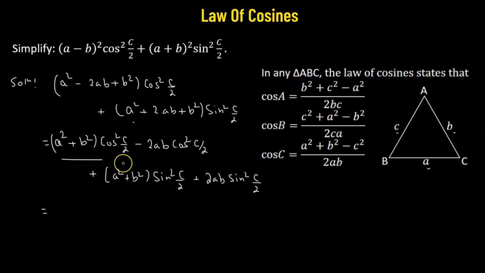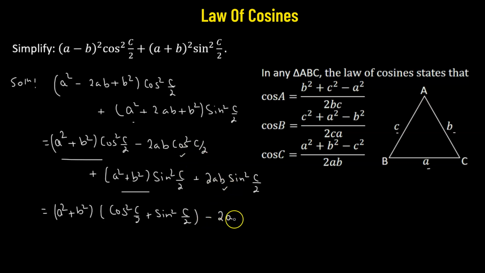Right. Now we could consider the first and the third term, and if we take a squared plus b squared as a common factor, that gets multiplied by cosine squared C over 2 plus sine squared C over 2. Now we're going to combine the second and the fourth term. For that, let's first take negative 2ab as the common factor, so that will get multiplied by cosine squared C over 2 minus sine squared C over 2.